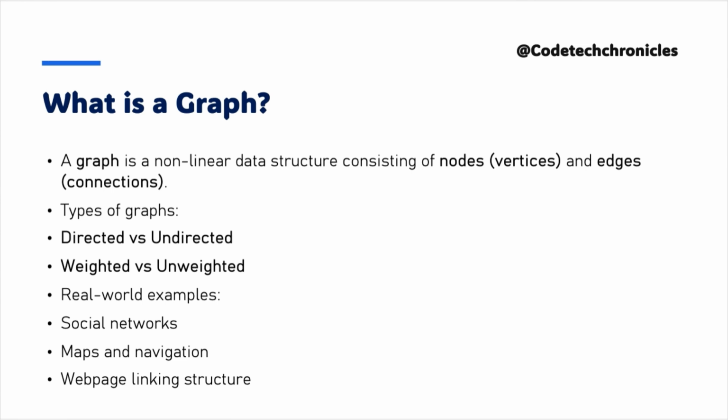Let's kick things off with graphs. What is a graph? A graph is a non-linear data structure made up of nodes, also called vertices, and edges, the connections between nodes. Graphs come in many forms. Directed, where edges have direction, versus undirected. Weighted, where edges have cost, versus unweighted. Some real-world examples are social networks, like your friends' connections, navigation systems like the shortest route between cities, and web crawlers like site link structures.